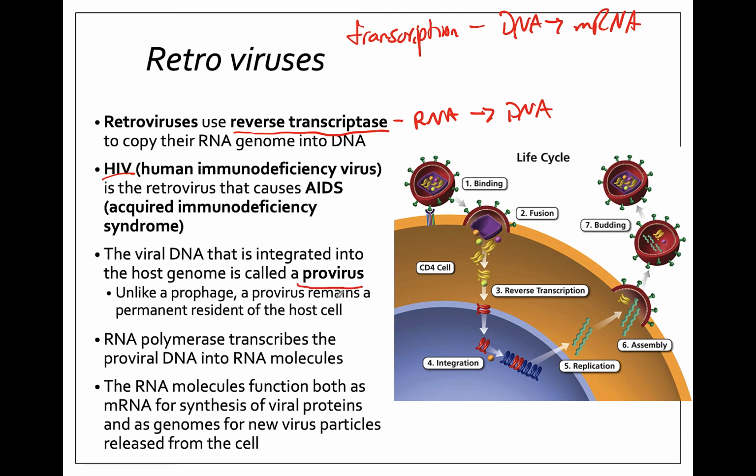we call this a provirus. And this isn't quite like a prophage. A prophage will eventually be removed from the host DNA, but the provirus does not. The provirus stays in the host cell as a permanent kind of member. And then that provirus DNA can eventually be transcribed into the particles, the proteins, and the new genome for the virus, and then released from the cell through the lytic cycle.